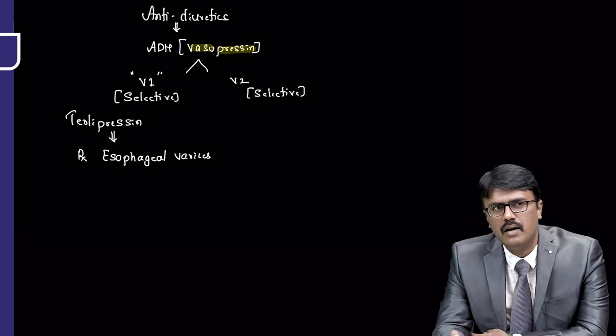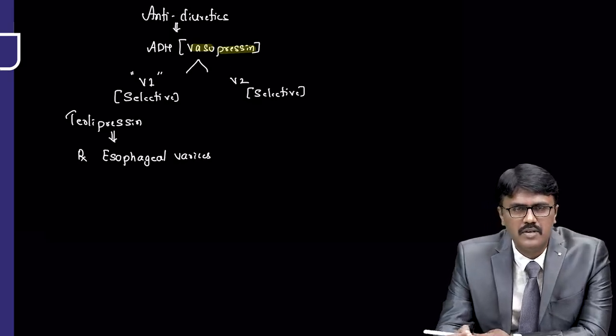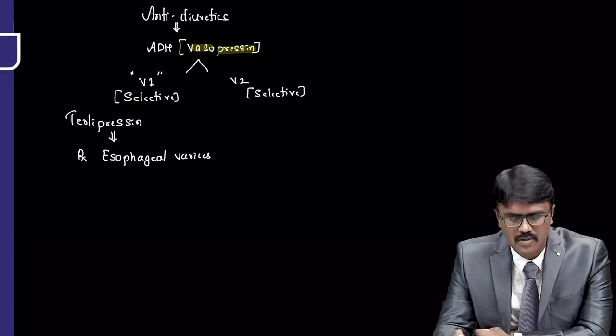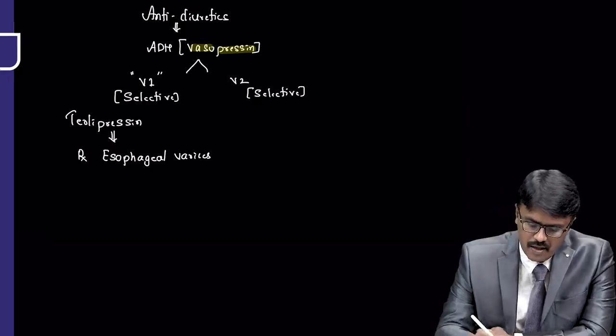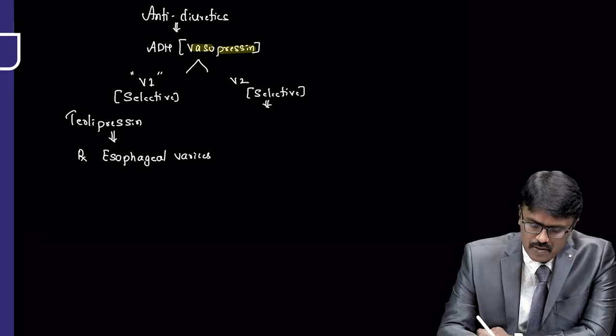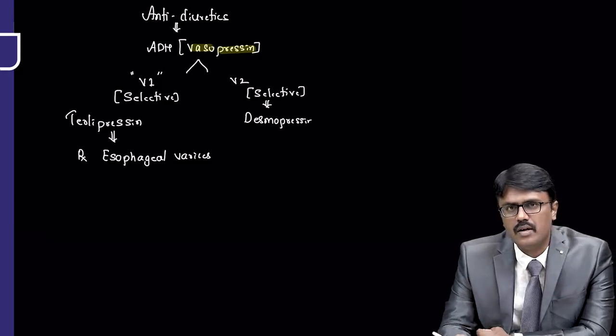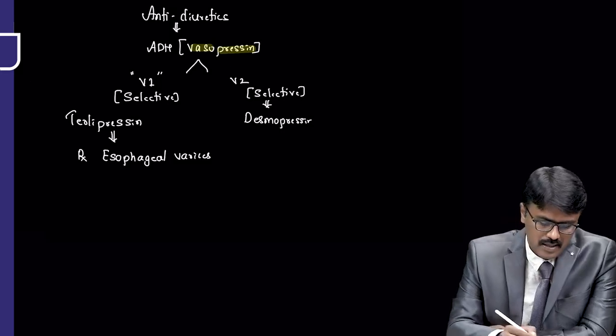Now, can you tell me a drug apart from this which can also be used in esophageal varices and the drug starts with O? Yes, it is called octreotide. That is also used in this case. Now, the V2 selective drug is called desmopressin. Now, I will take up the next slide and explain where desmopressin is used.